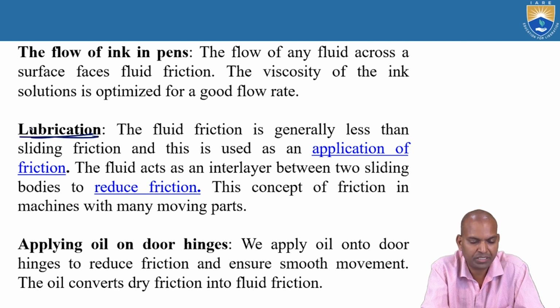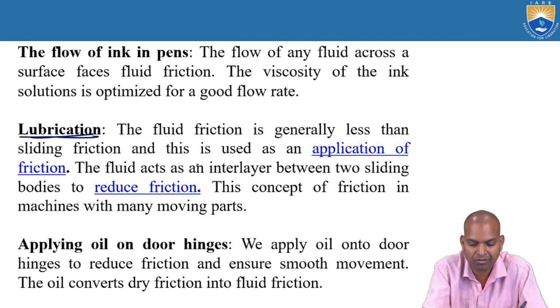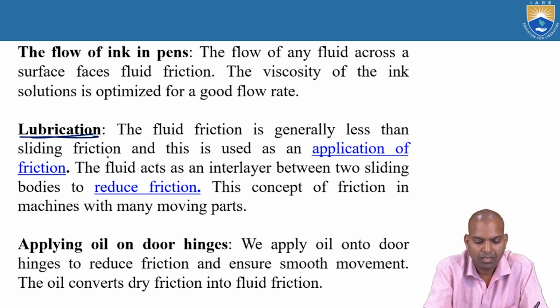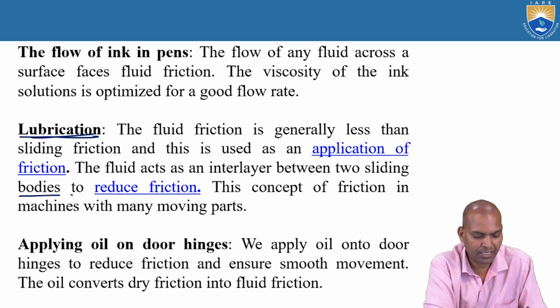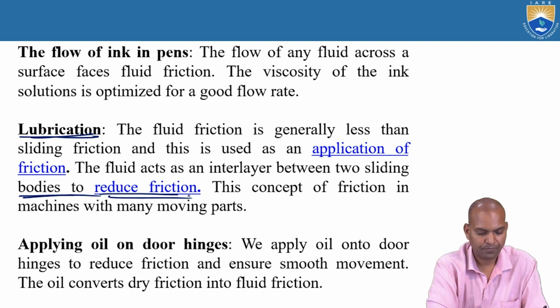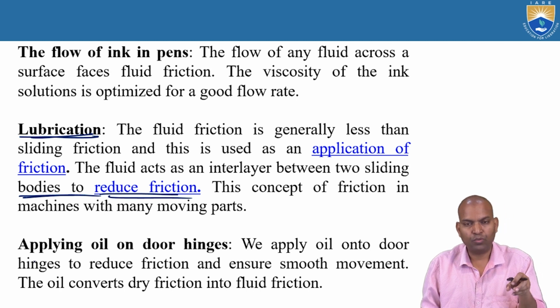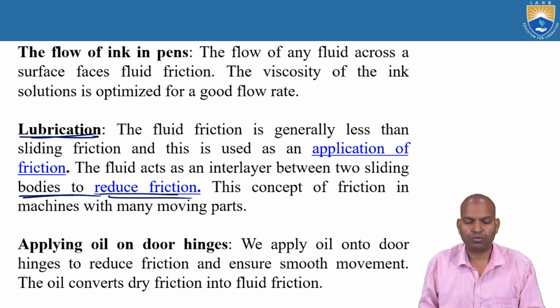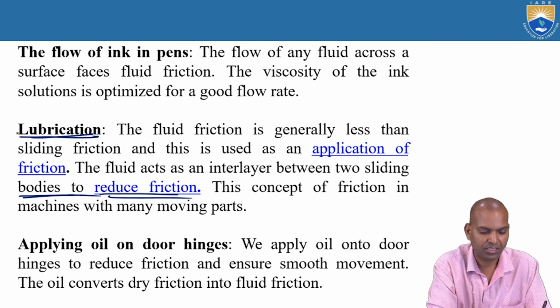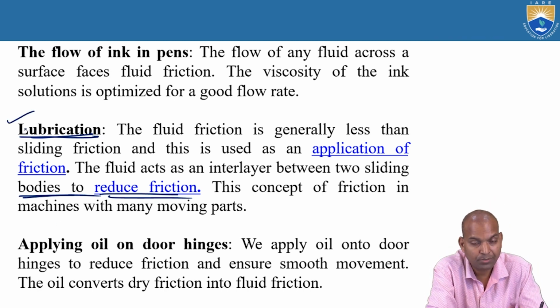Next, lubrication. Lubrication reduces friction. Fluid friction is generally less than sliding friction, and this is used as an application of friction. The fluid acts as an interlayer between two sliding bodies to reduce the friction. This lubrication is especially useful between two rotating components when torque is transmitting. When torque is transmitted between the bearing and the shaft, if you use lubricating oil, it reduces the friction force and increases the life of those two components. That is why lubrication helps to reduce friction.